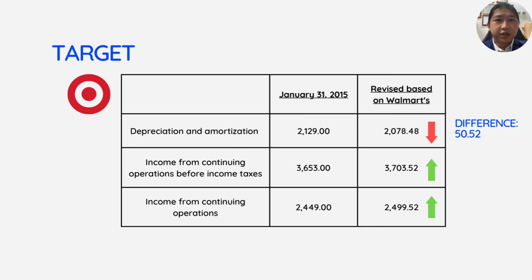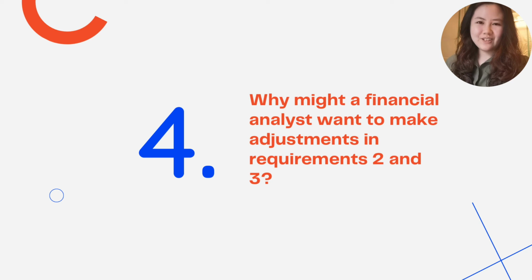Utilizing a slightly lower depreciation amount in the same calculations, we can see that there is a slight increase. Income from continuing operations before income taxes becomes 3,703.52, and the income from continuing operations becomes 2,499.52. That was so much work, and those values seem so negligible.